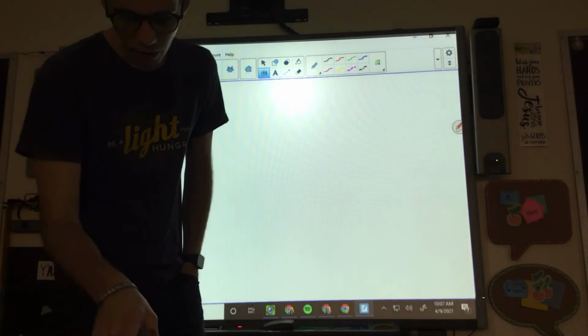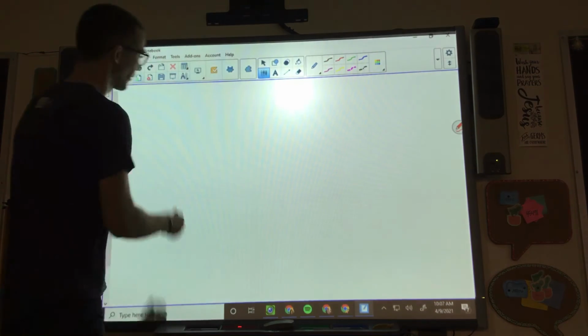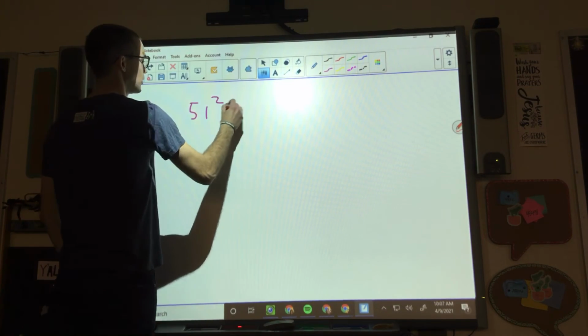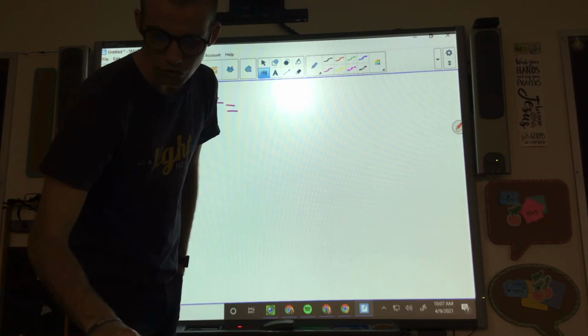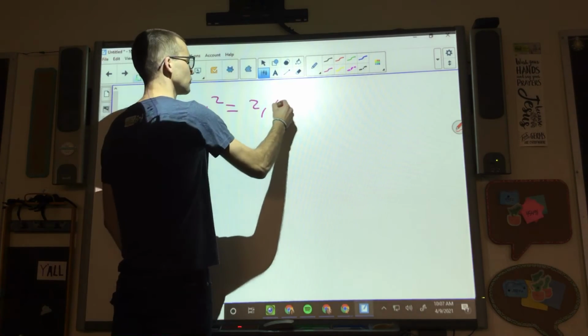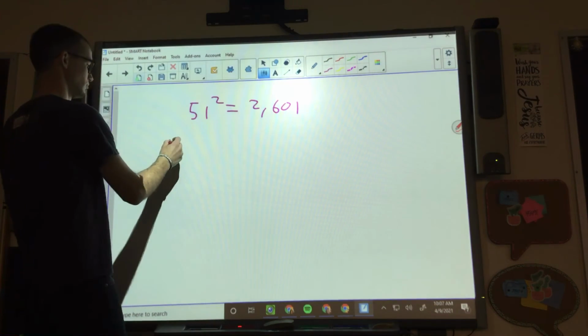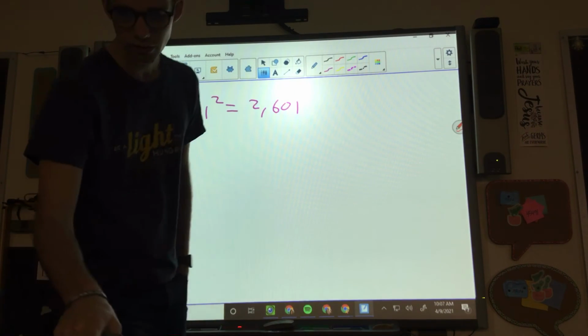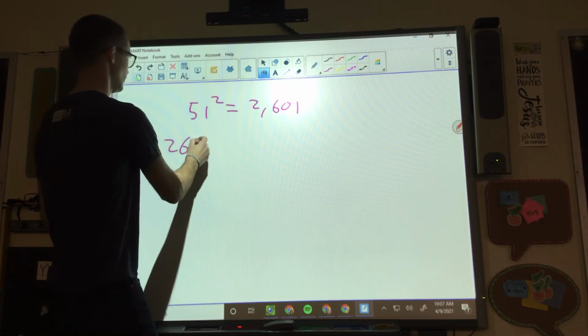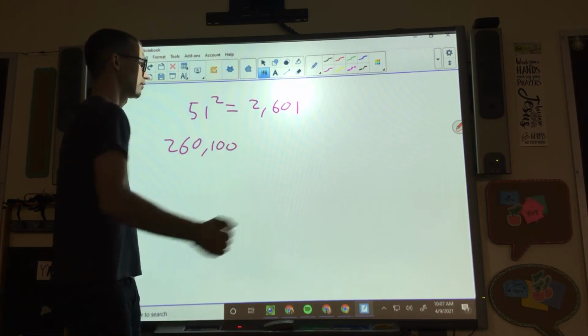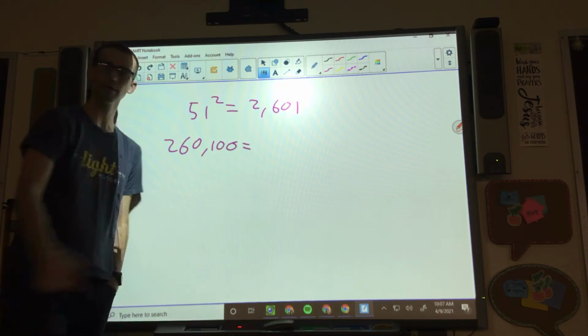Given that 51 squared is 2,601, find the square root of 260,100. Now, this one, can you do it your way?